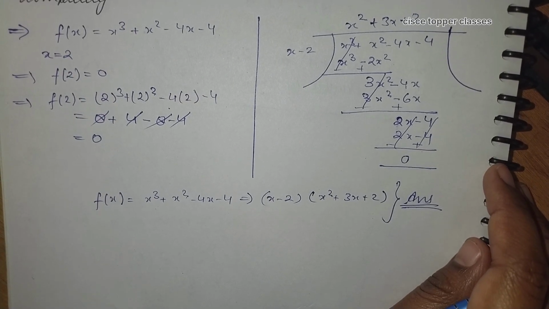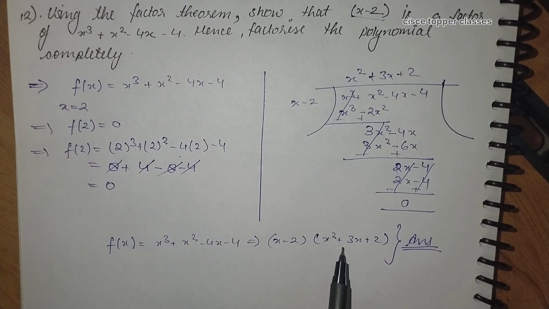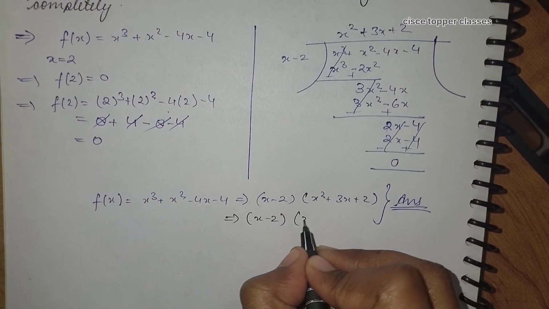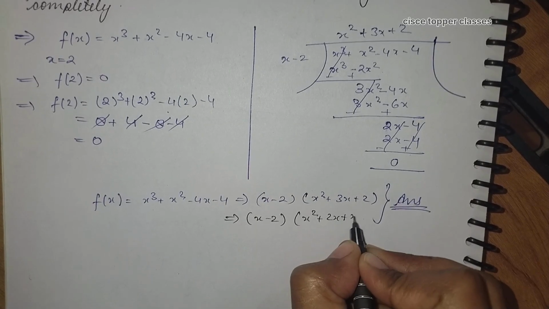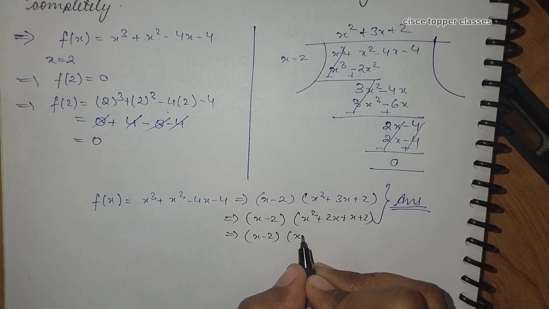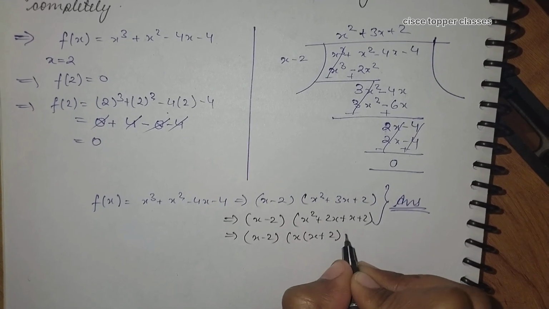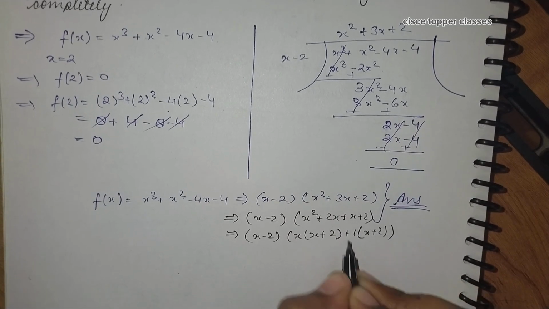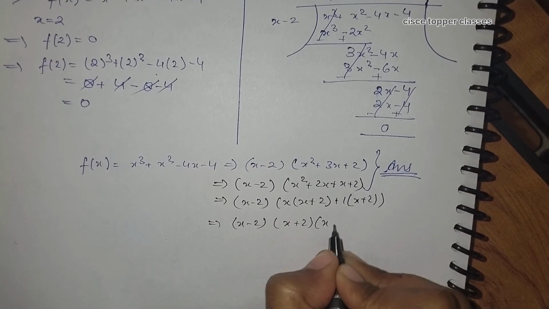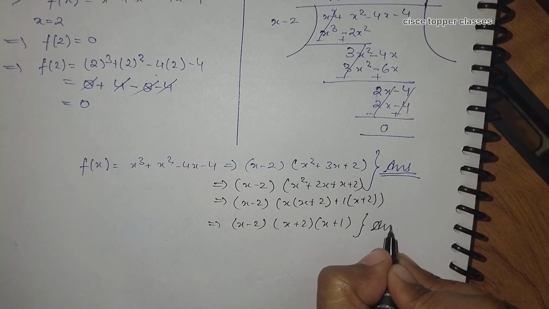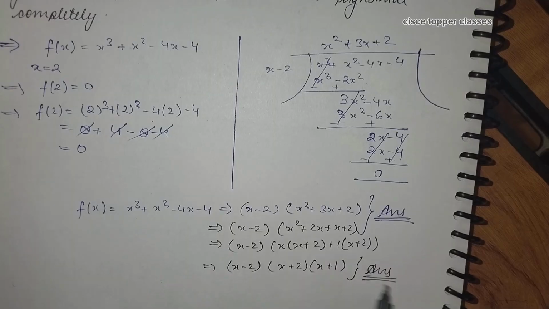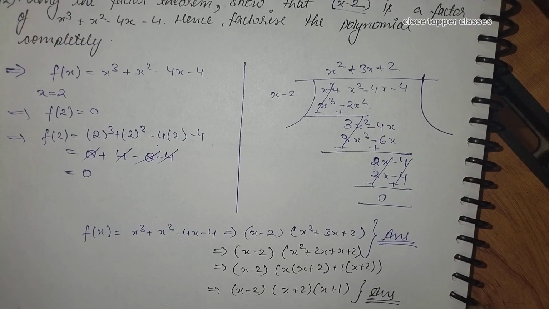We have factorized the polynomial here. We can factorize it in the simplest form as x minus 2 times the quadratic x square plus 2x plus x plus 2. That will become x minus 2, x square taking x plus 2, and then 1 taking common, again x plus 2. That will become x minus 2, x plus 2 into x plus 1. So this is the simplest form, on multiplying the divisor with the quotient. Hence, this is the final solution of question number 12.